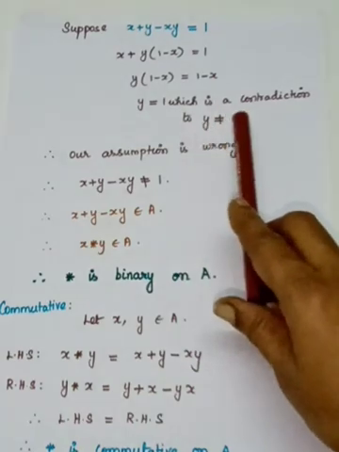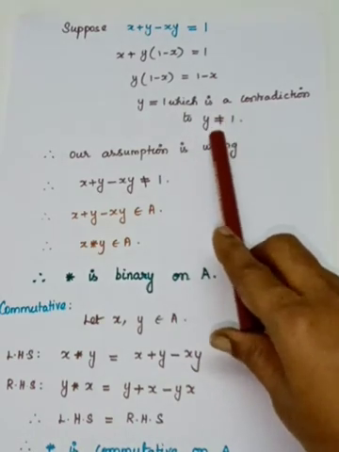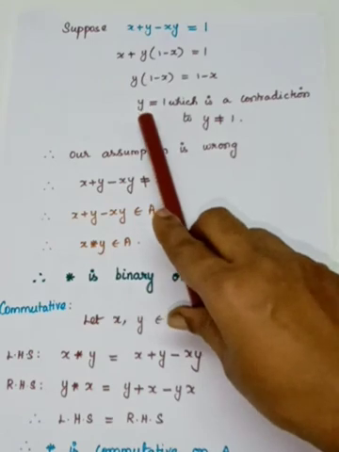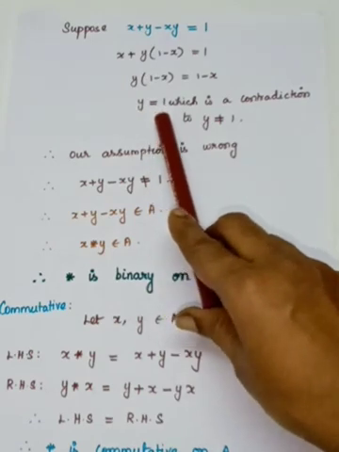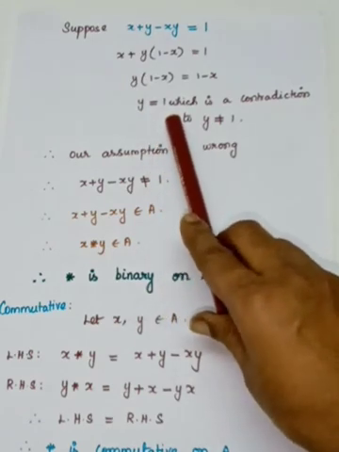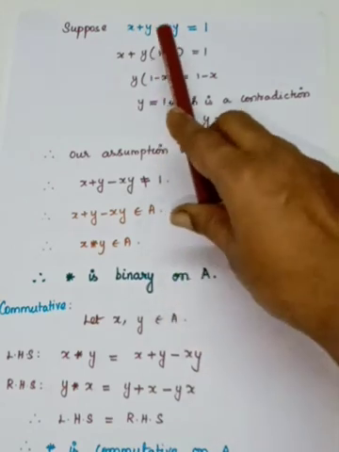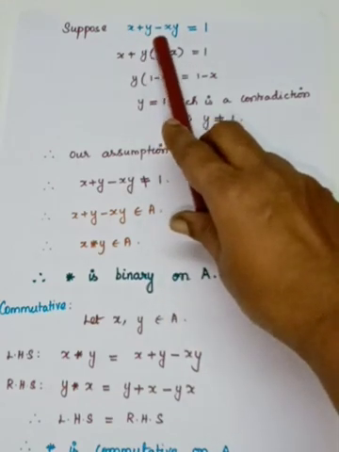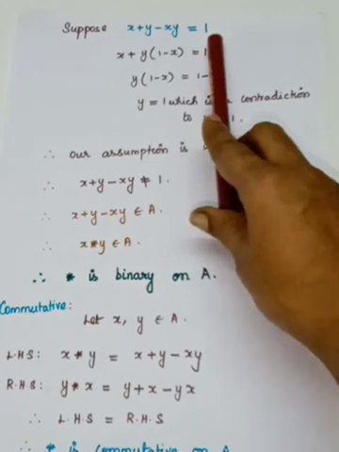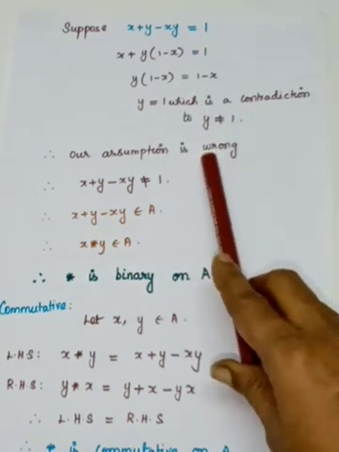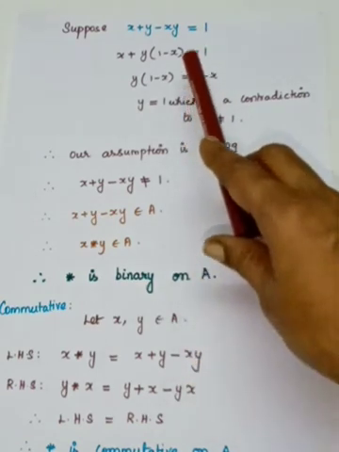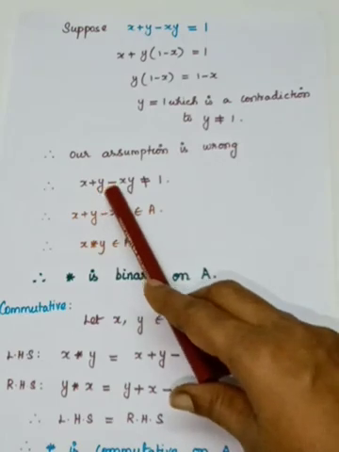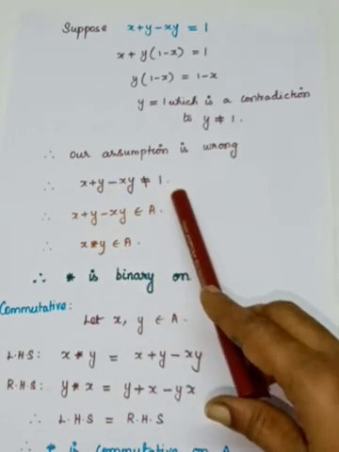Because we have assumed, we have taken this. So on the contrary, we are getting here y is equal to 1. So why does this contradiction occur? Because we have taken x plus y minus xy is equal to 1. So our assumption is wrong. If our assumption is wrong, which is the correct assumption? x plus y minus xy should not be equal to 1.